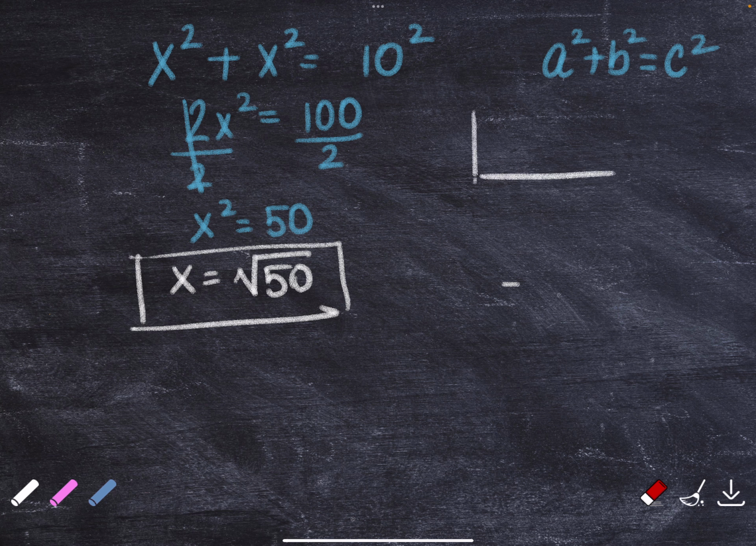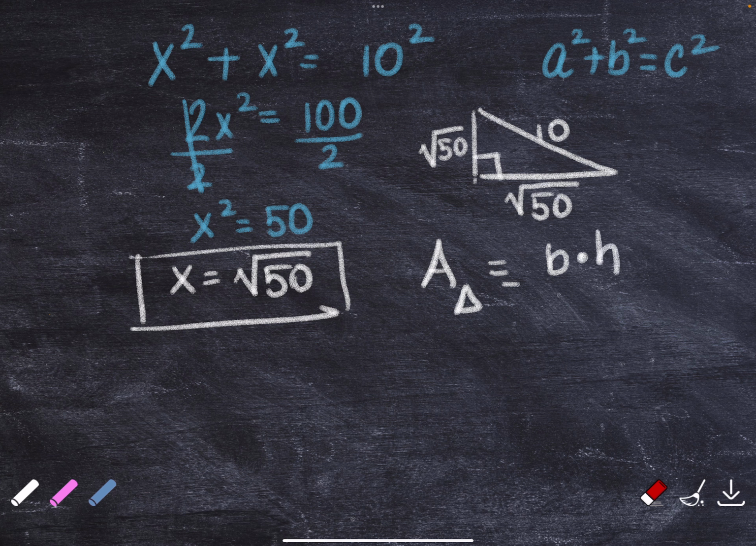Now remember the triangle. The area of a triangle is what they are asking us. So we found out this was square root 50, this was square root 50, and this is 10. Now the formula for area of a triangle is base times height divided by 2. Here we have the base of the triangle and we have the height of the triangle.